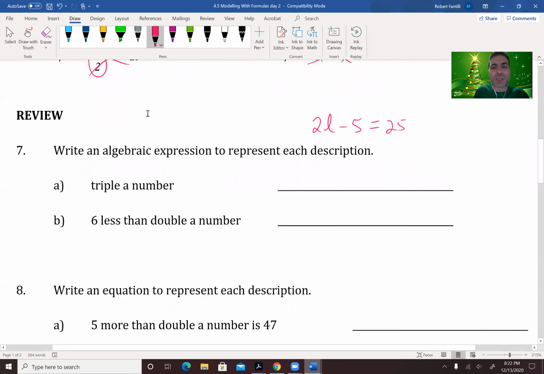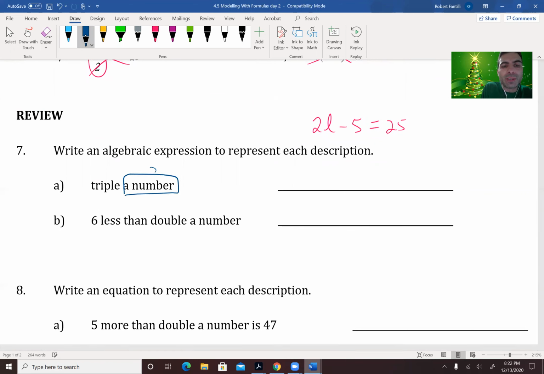Write an algebraic expression to represent each description. Okay. Triple a number. Remember, a number could just be X. So triple a number is triple X. The number always goes in front of the variable. 6 less than, if something is 6 less than something, we know it's going to be minus 6. And it's 6 less than double a number. Remember, a number is X. So 6 less than double X is 2X minus 6.